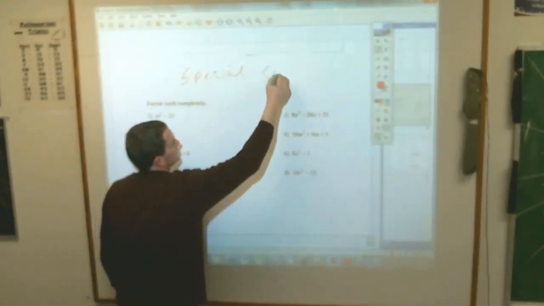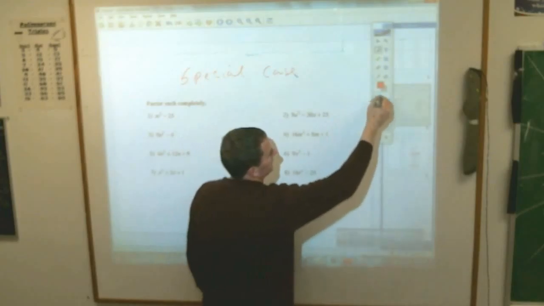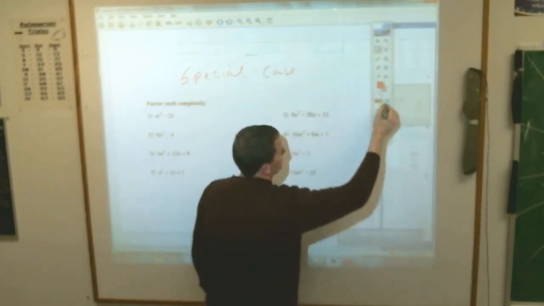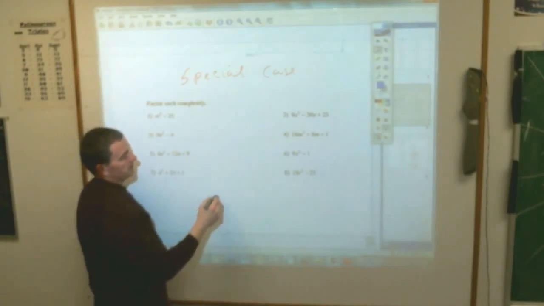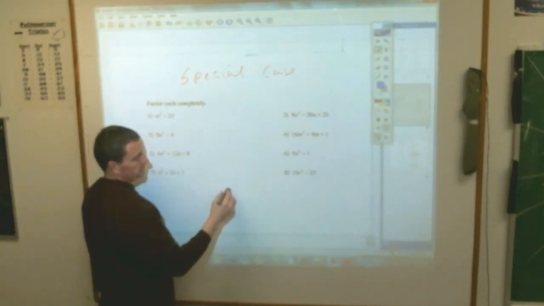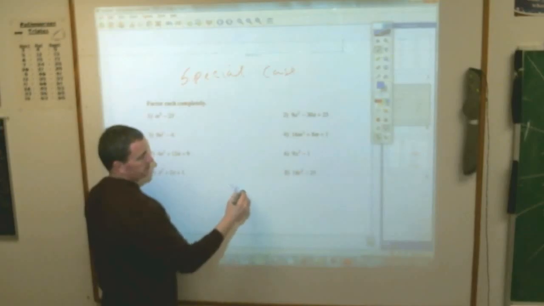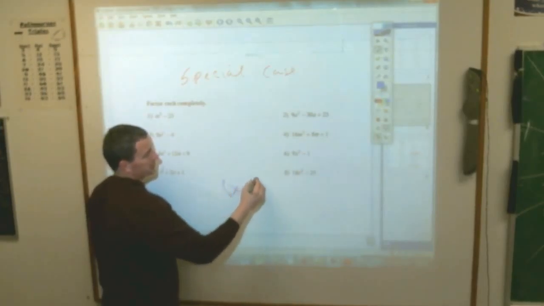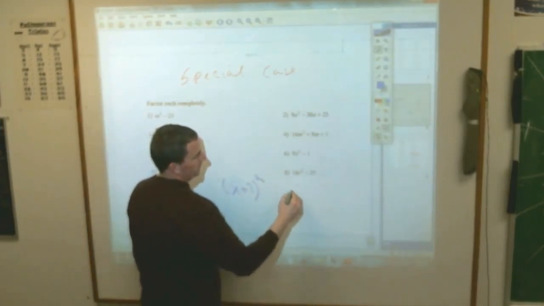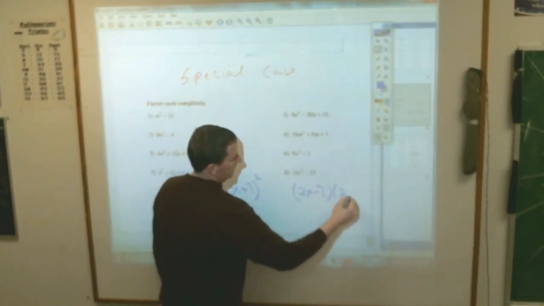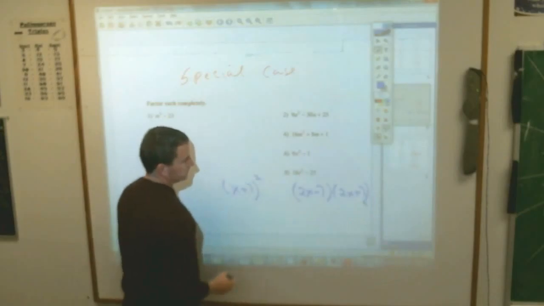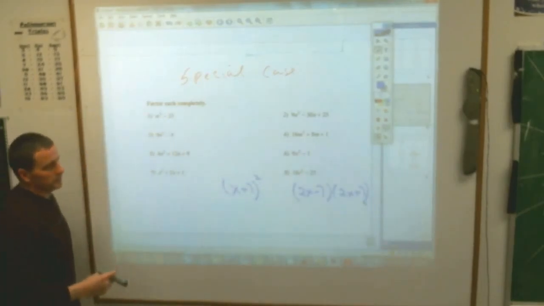It's a special case. It's really not that special, but I guess you can call it that. It's basically what happens when you have x plus 7 squared, or if you have something like this, 2x minus 7 times 2x plus 7. Let's look at this one first.